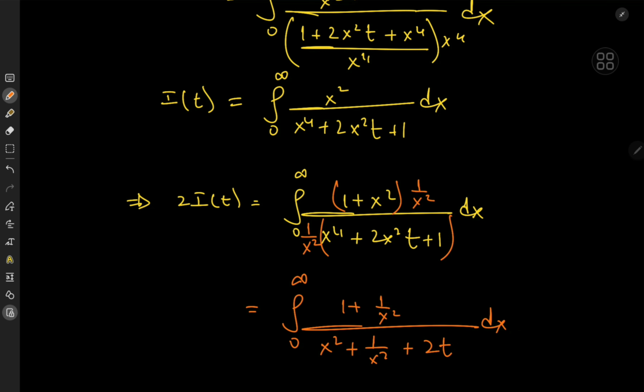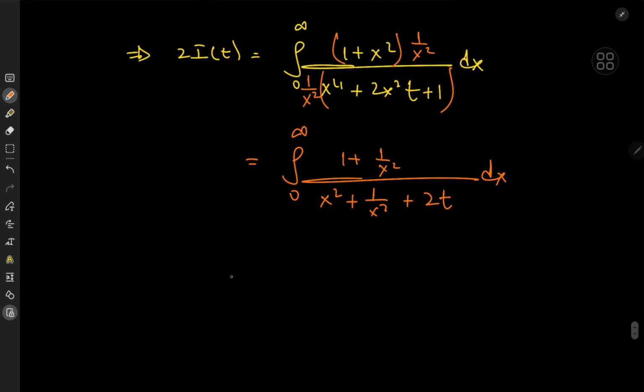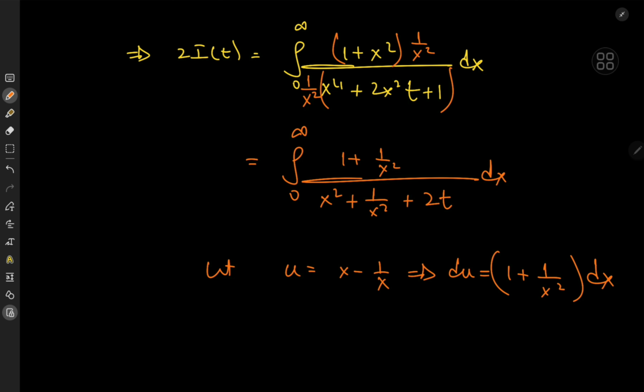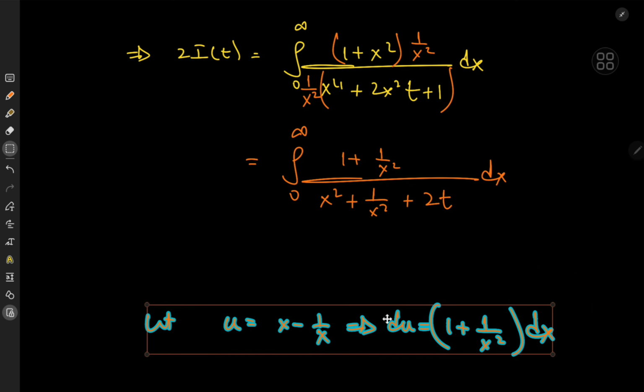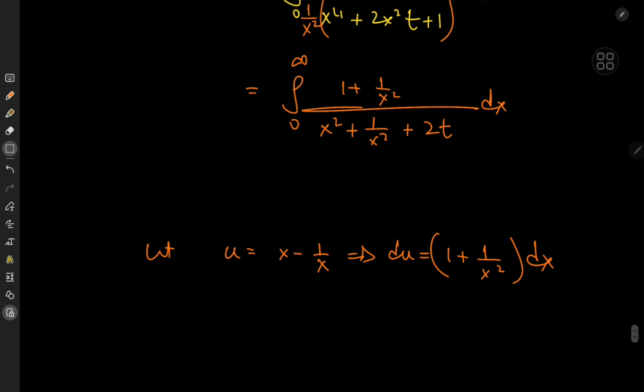And now for a nice substitution, for which I do need the 1 plus 1 over x squared dx term to turn into du or something. So I'm going to let u equal x minus 1 over x, which implies that du equals 1 plus 1 over x squared dx. And that should take care of things. But of course, I do need an x minus 1 over x term somewhere.